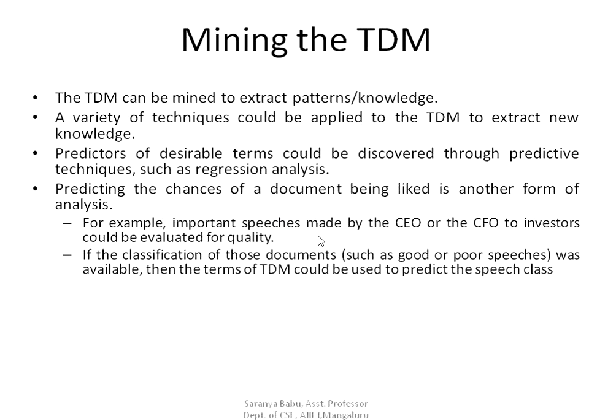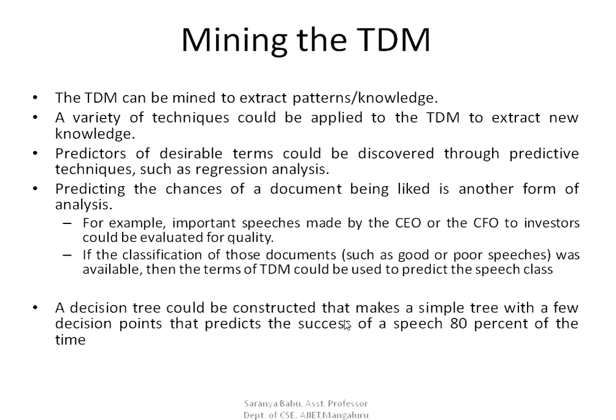For example, the important speeches made by the CEO or the CFO to investors could be evaluated for quality. And if the classification of those documents, such as good speech, poor speech, was available, then the terms of the TDM, term document matrix, could be used to predict the speech class. So you can take that particular matrix and check whether those documents had good speeches or poor speeches. Fine. A decision tree could be constructed that makes a simple tree with a few decision points that predicts the success of a speech 80% of the time. That is one way you can use it.